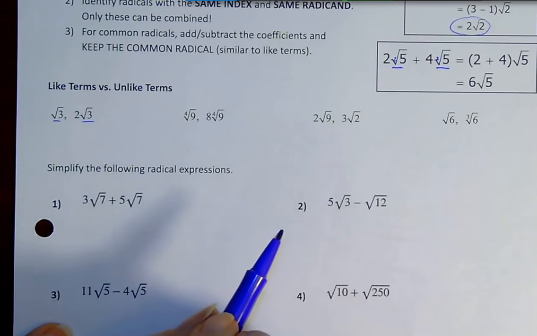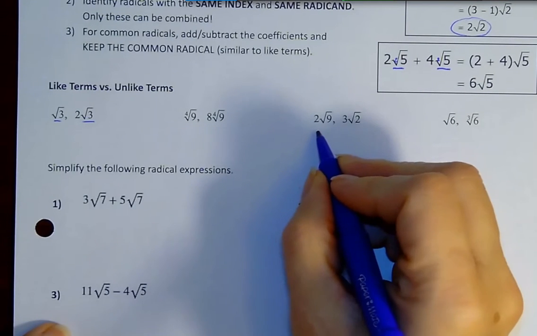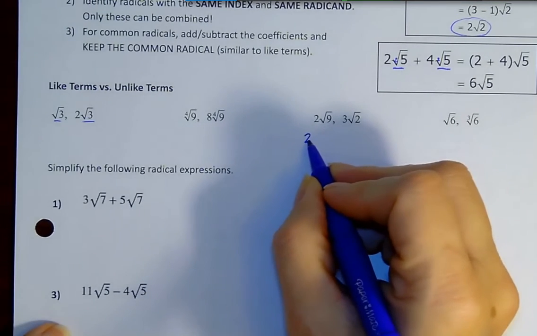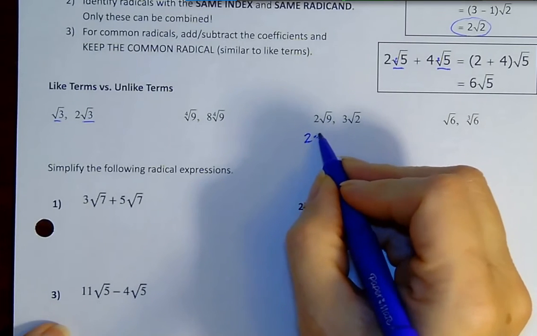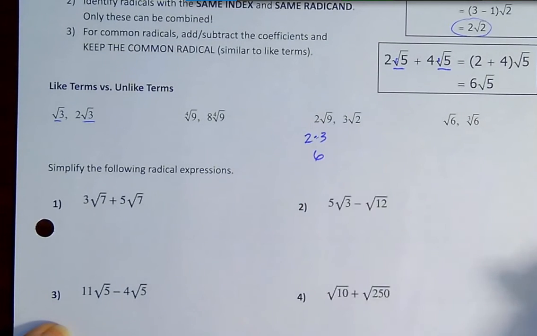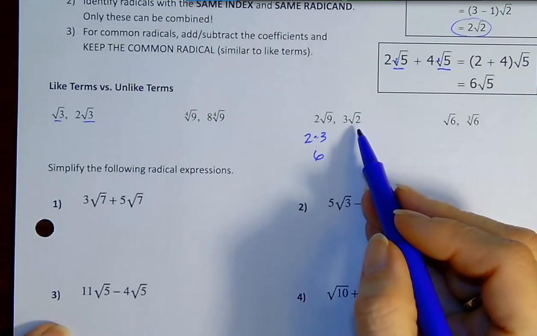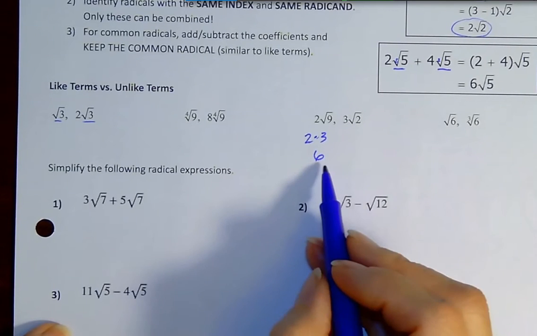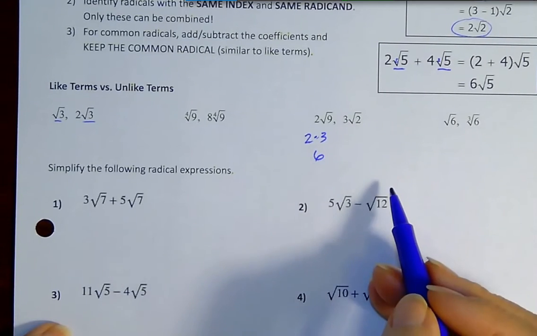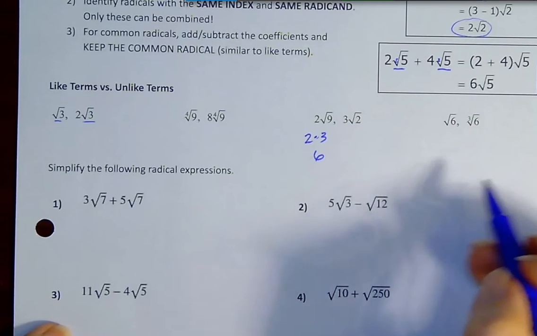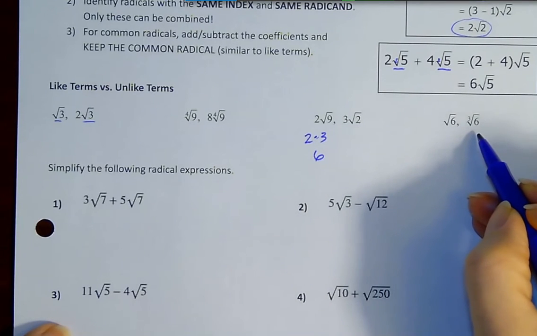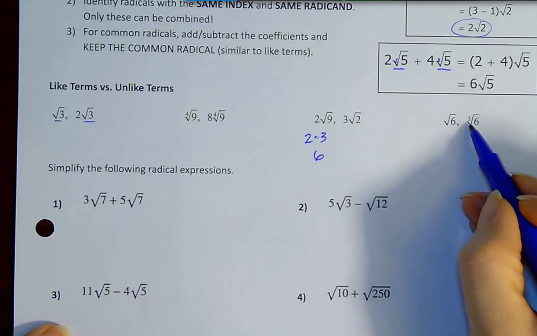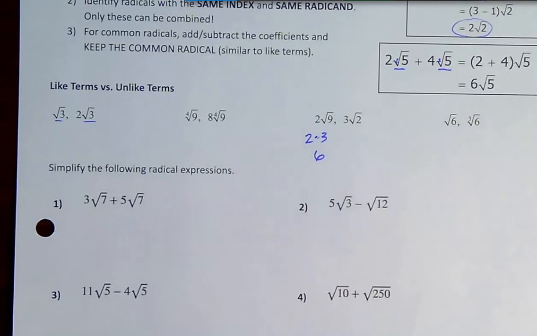I noticed 2 times the square root of 9, it's not simplified, so I'm just going to simplify it right now. That would be 2 times 3. That's 6, right? Well, 6 and 3 roots of 2 can't be combined because 6 doesn't have any radical, right? Okay. Square root of 6 and cube root of 6, these are different because of that radical. All right.